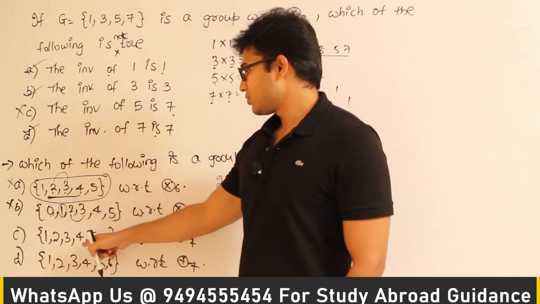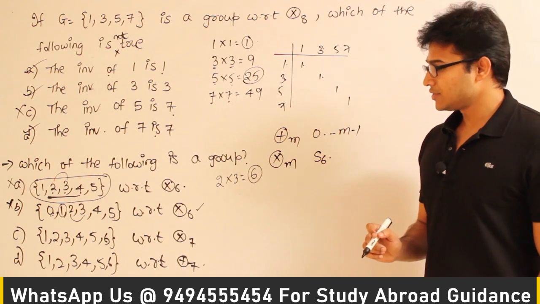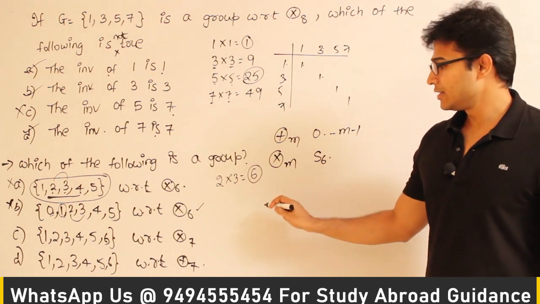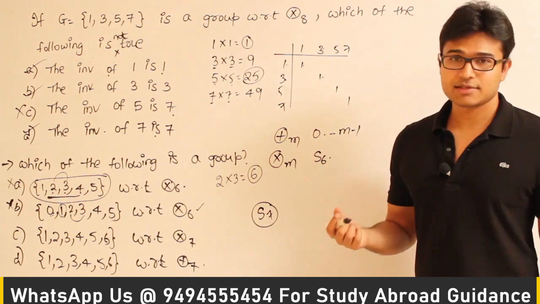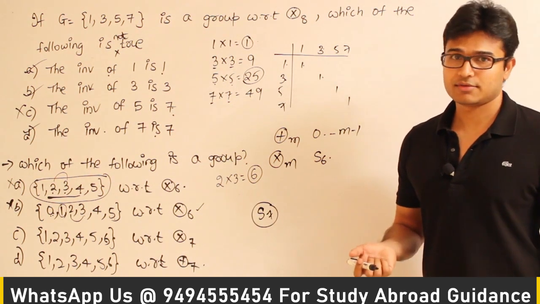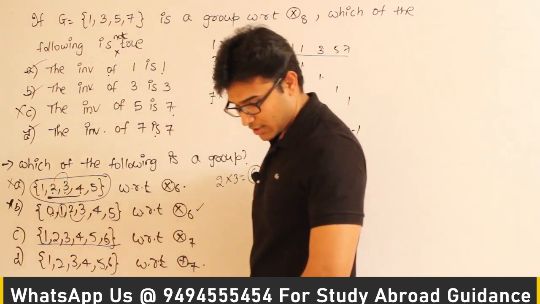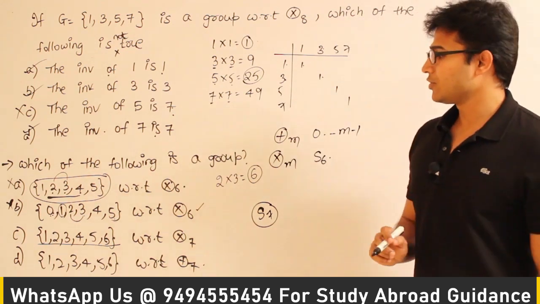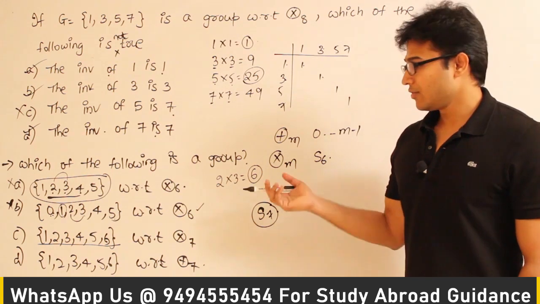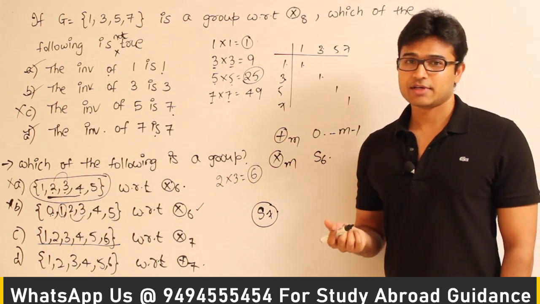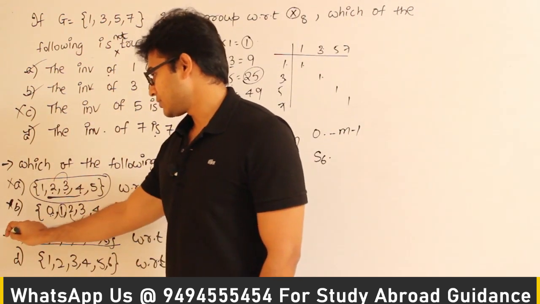And the next one is 1 2 3 4 5 6 with respect to multiplication mod 7. Now if you observe this, it is perfect. It is actually S7, which means this is the set of all numbers which are less than 7 and relatively prime to 7. So what can we say about it? We can directly say that it is a group. We have already seen it. Now if you want, you can go to the tabular method and test it, but it is going to take a lot of time. But if you remember it, it is direct.